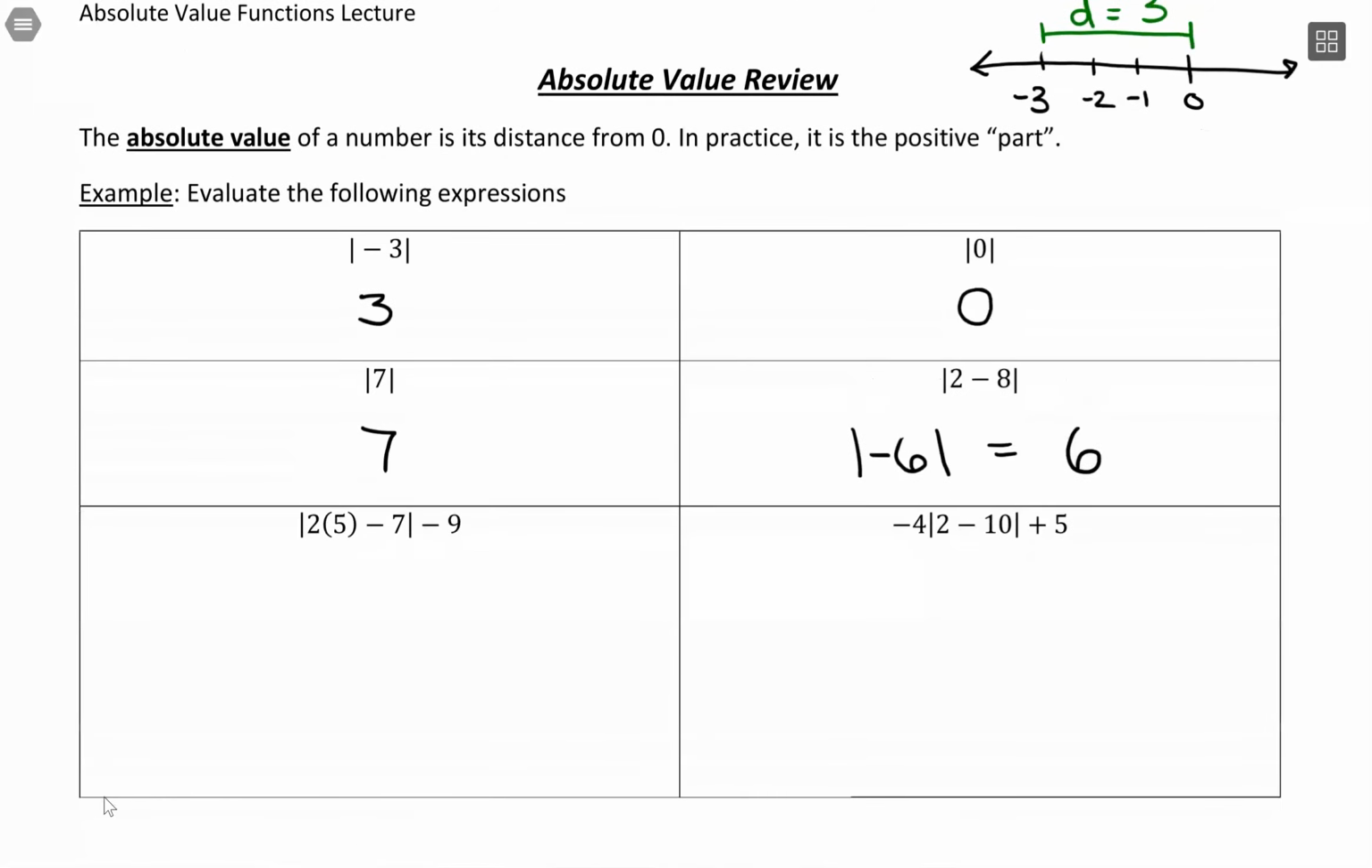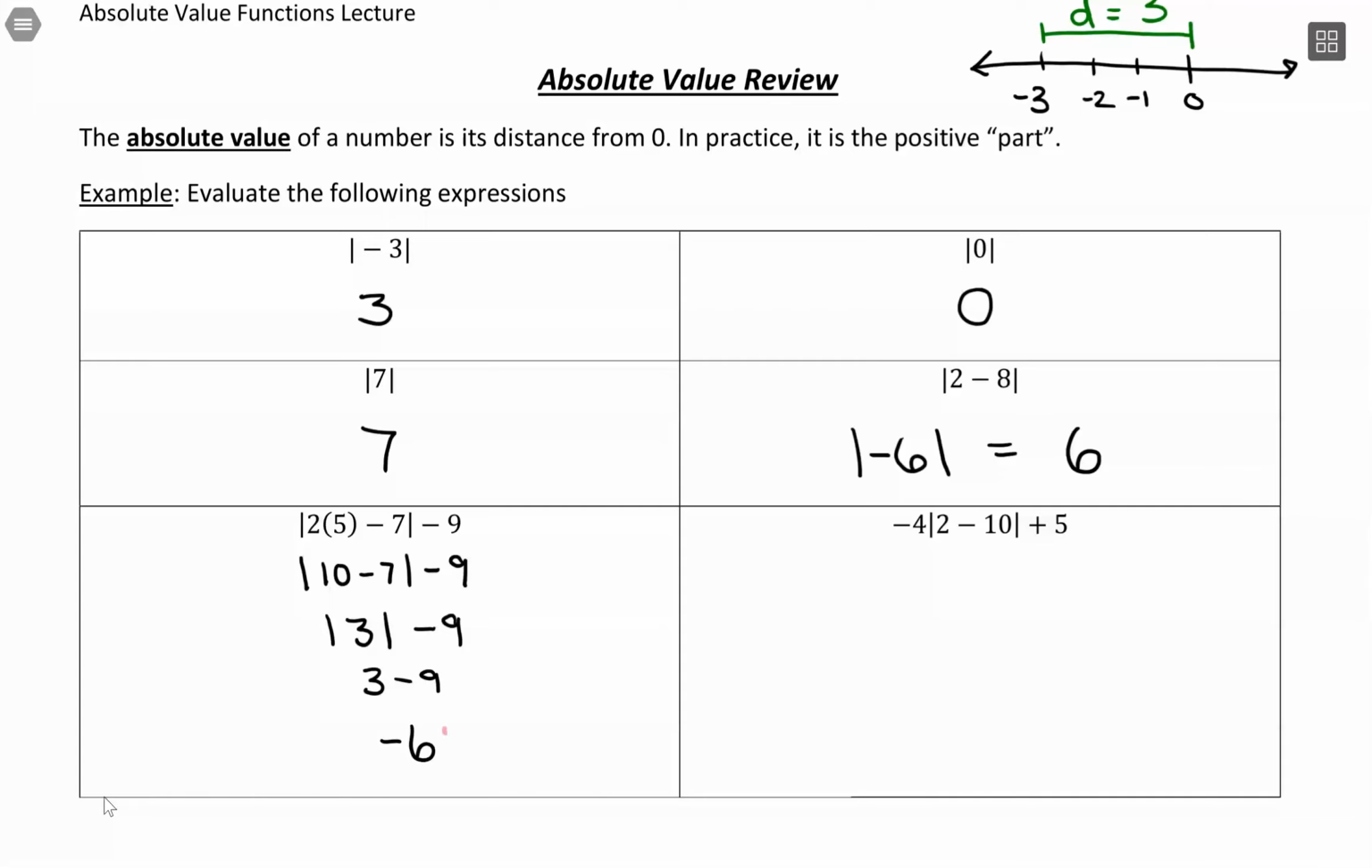Here, same idea. We're going to simplify everything inside first. So 2 times 5 is 10. So we're just going to follow order of operations. It's just the absolute value symbol will line up with parentheses in terms of our order of operations. So 10 minus 7 is 3. So I have a 3 minus 9, which is -6.